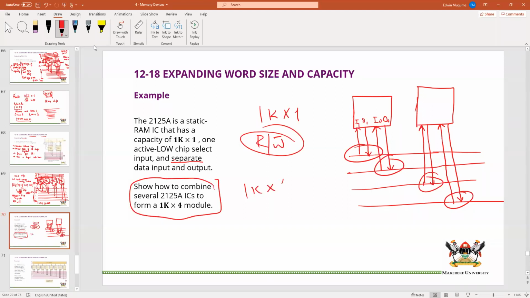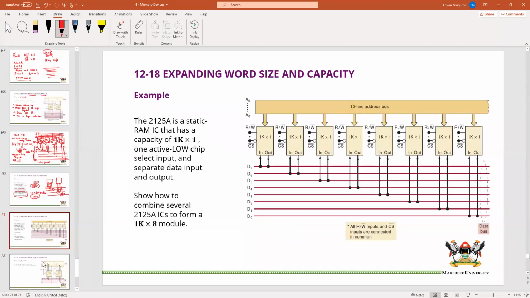If I have 1K by 1 and I want 1K by 4, clearly I need 4 of these. And we've seen the theory. So for instance, this one wants to create a 1K by 8 module from 1K by 1. So clearly we need 8. But the number of words does not change. It is 2 to power 10. And so we need 10 address bits.